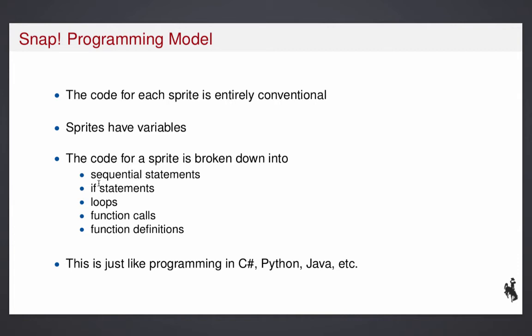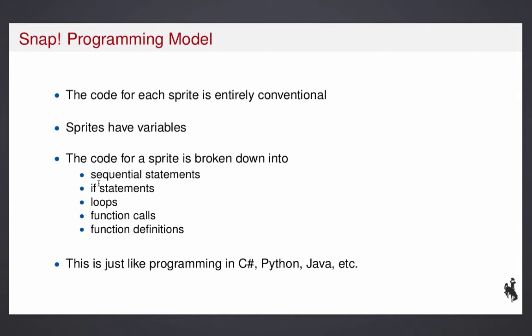You can have function calls and function definitions. What that means is that, for example, you can teach a sprite to run away. And then you can tell, hey, sprite, run away, and it will do whatever you taught it. Okay, those are the kinds of things that we do in many programming languages.